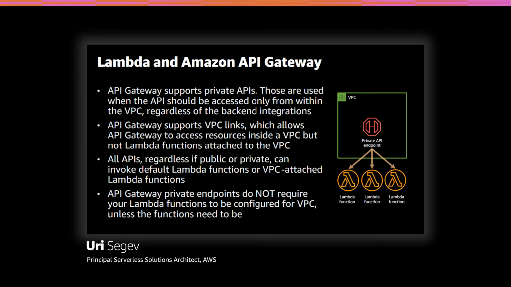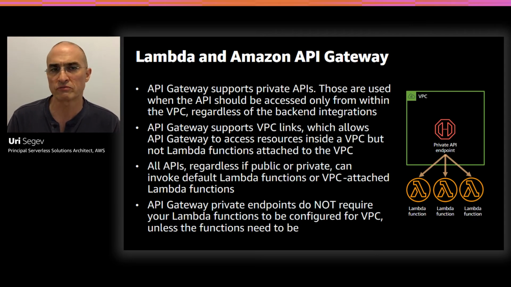For all APIs, regardless of whether it is a private API or a public API, you do not need to use a VPC link to use a Lambda function. It doesn't matter if the Lambda function is attached to a VPC or not.